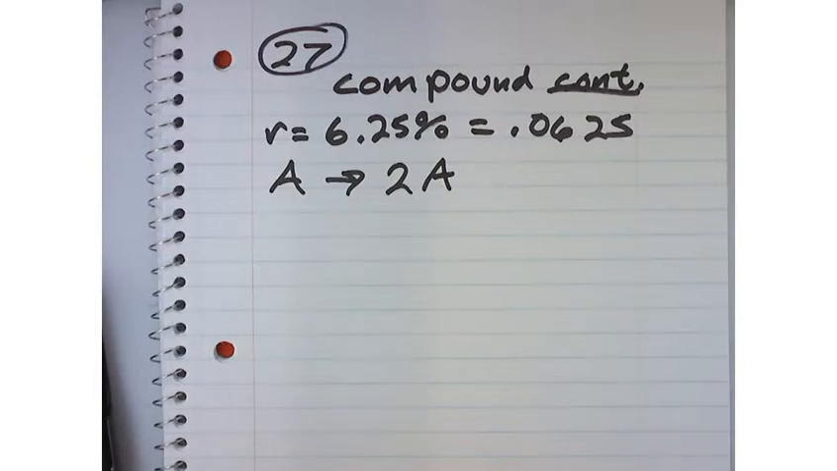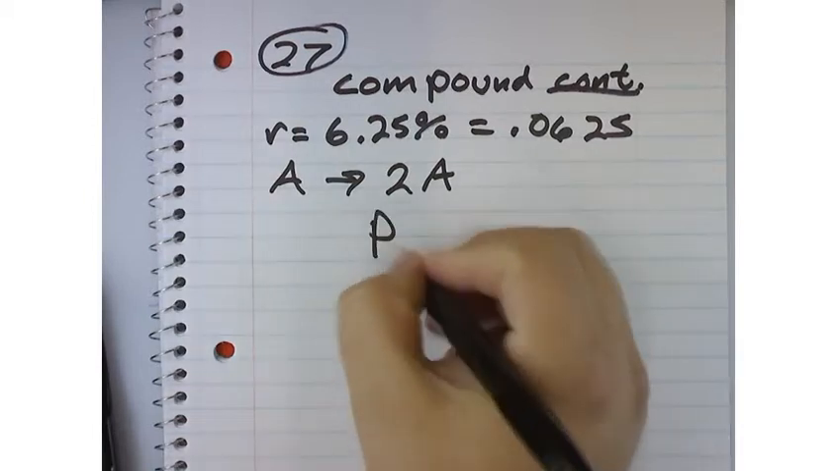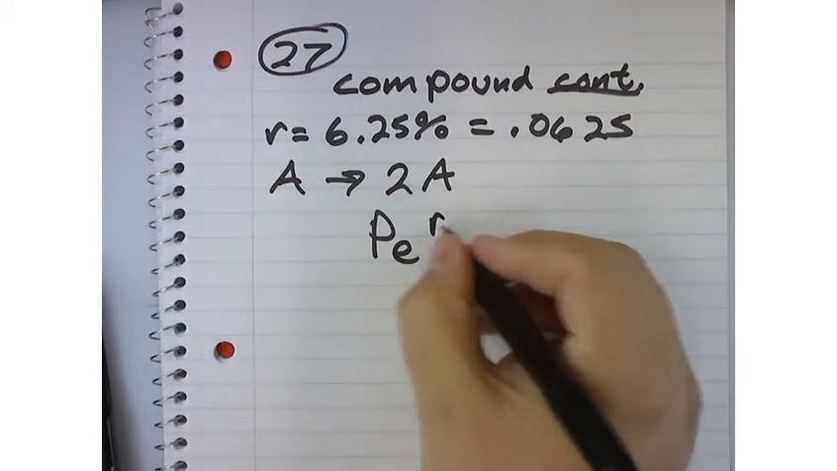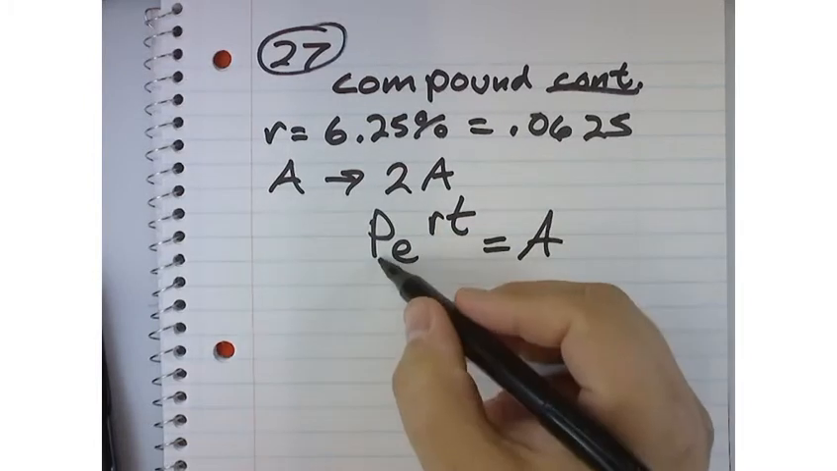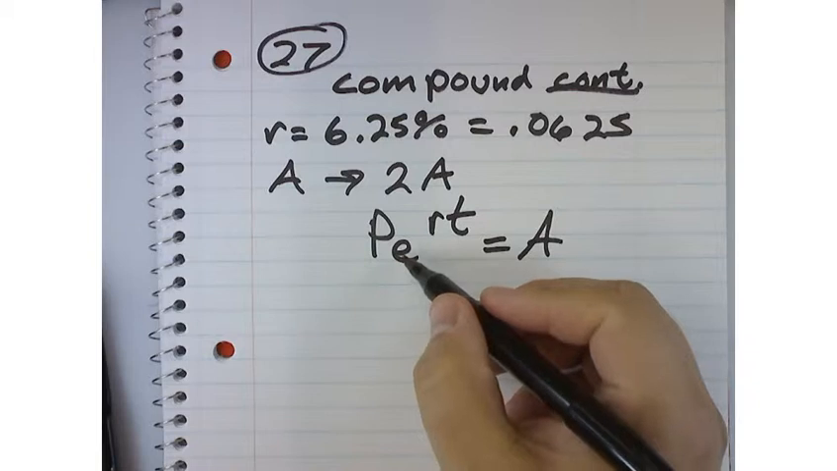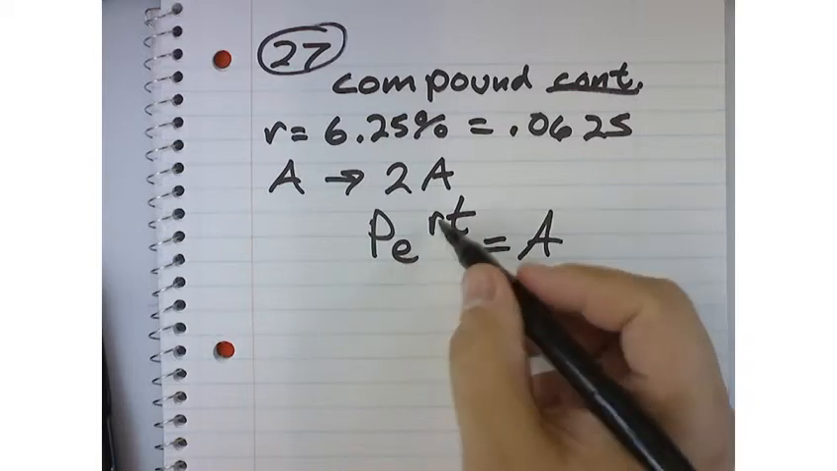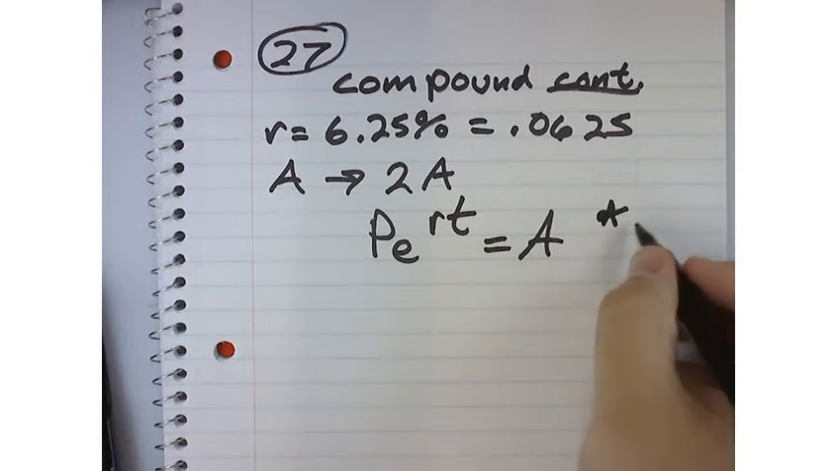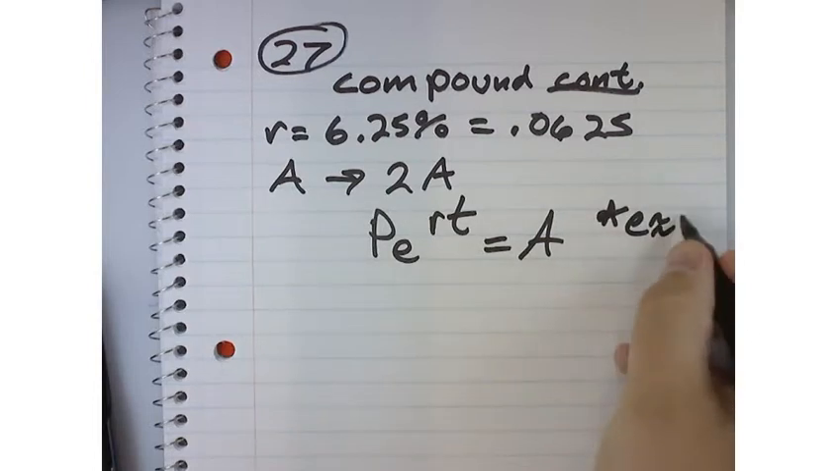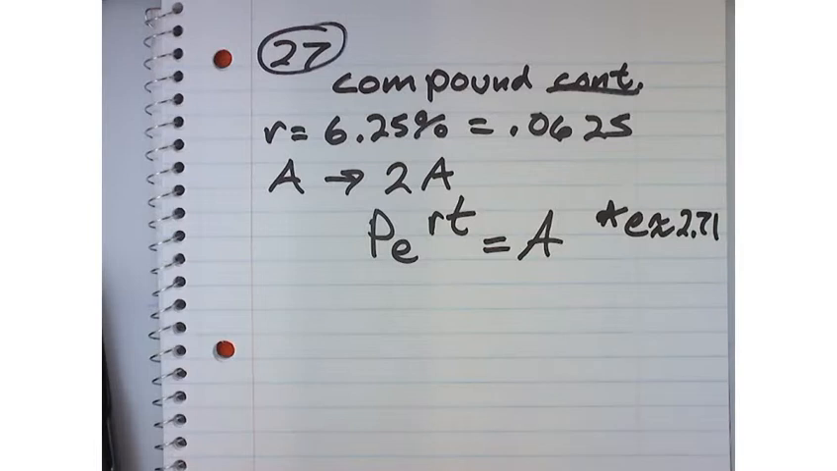The formula when it's compounded continuously is, I always say, the PERT formula, right? And so our final amount is the principal invested, the number E raised to the RT. Now remember that E is approximately 2.71. That's Euler's number, but your calculator will have it in there. It's like pi, but it's E, okay?